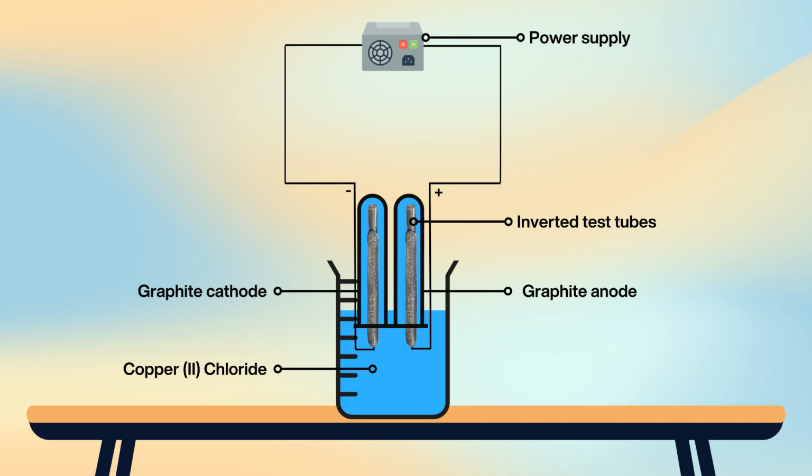Next, we need to fill the test tubes with the same electrolyte solution, in this case, copper chloride, and invert them over each electrode, ensuring that no air is trapped inside. This setup will allow you to collect the gases produced during the electrolysis process.